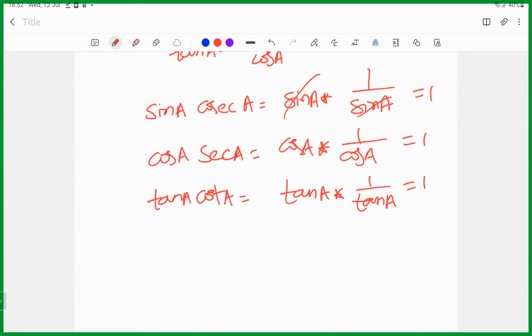Clear? So tomorrow we start again with light, yeah? We start again from light. So sin A into cosecant A equal to 1, cos A into secant A equal to 1, tan A into cot A equal to, sorry? What is he saying? No, like they are asking me to do it.